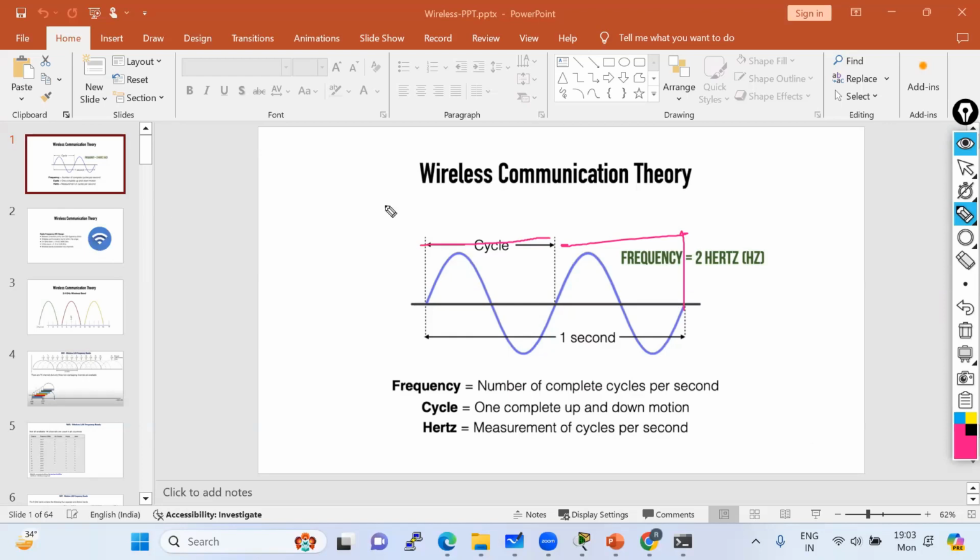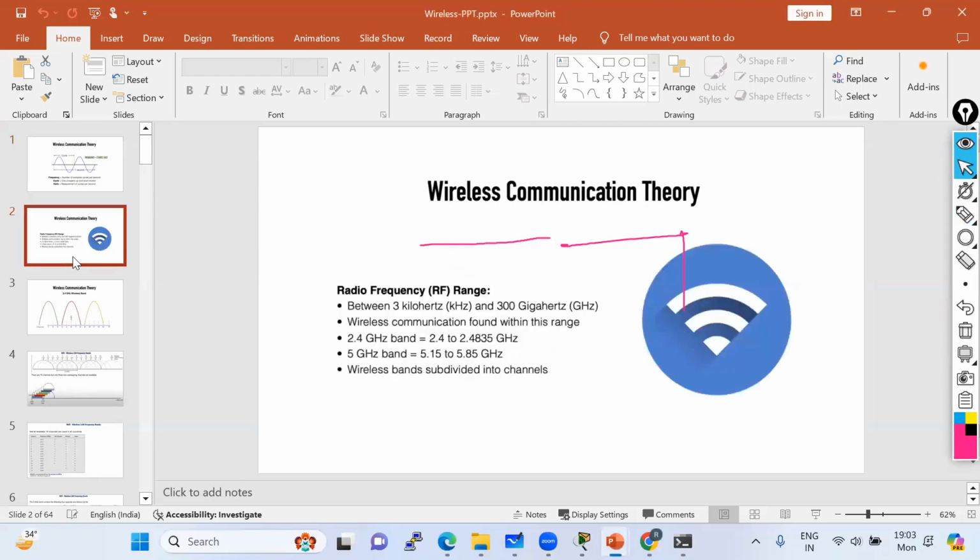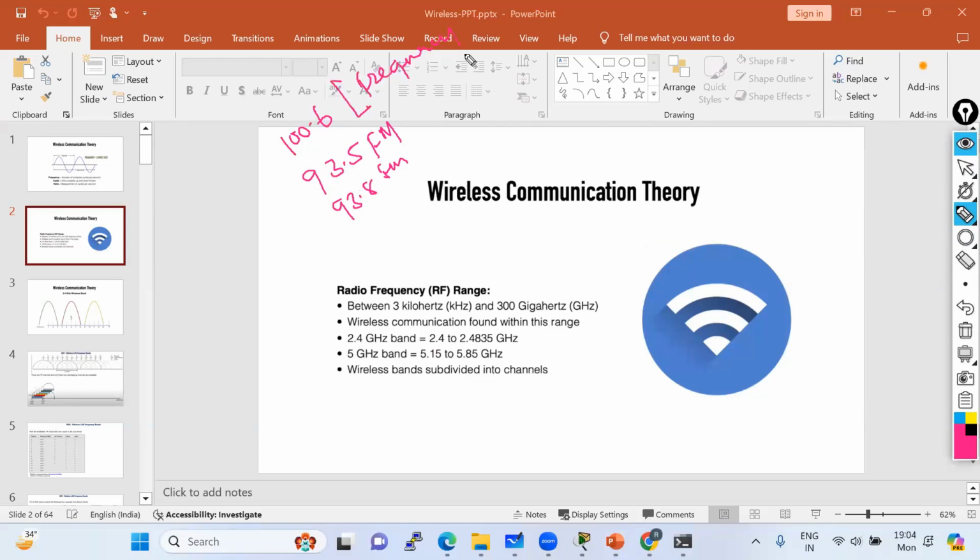This is the radio frequency concept where communication happens. And in wireless communication, whenever you communicate with any media, there is a band. You might have seen that when you listen to a radio station, you have to tune to some band: 93.5 FM, 93.8 FM, 100.06 FM. What are these numbers? These are the frequency bands, nothing else. Even for mobile communication we have the 1800 band, the 4000 band, and different bands also.